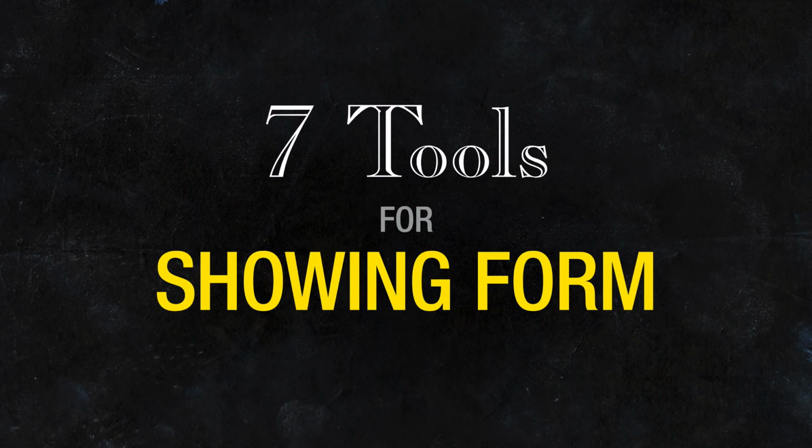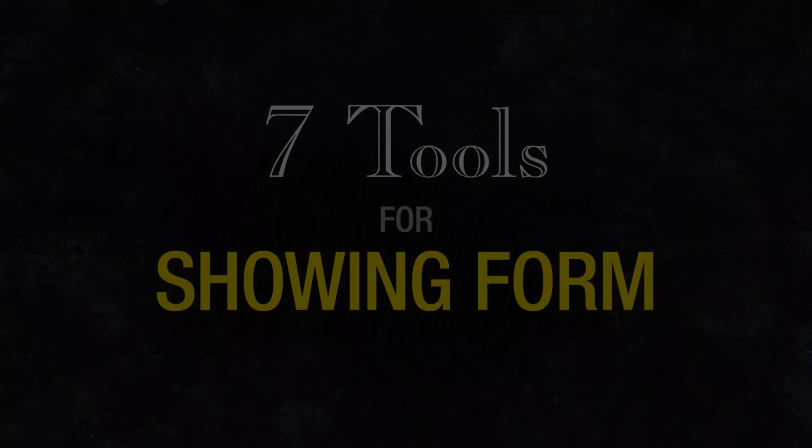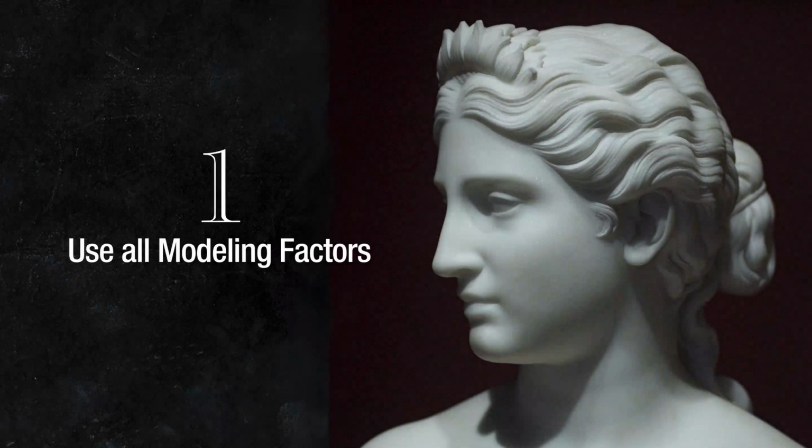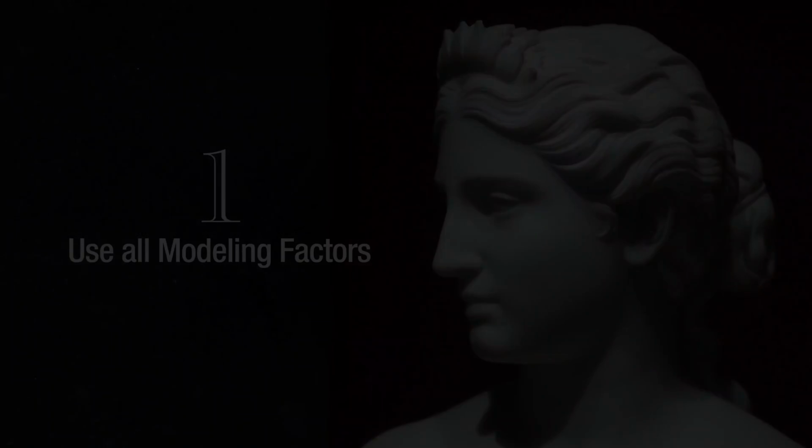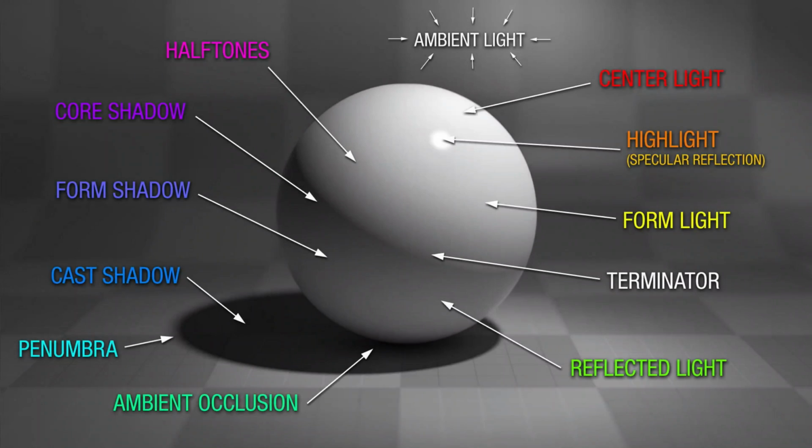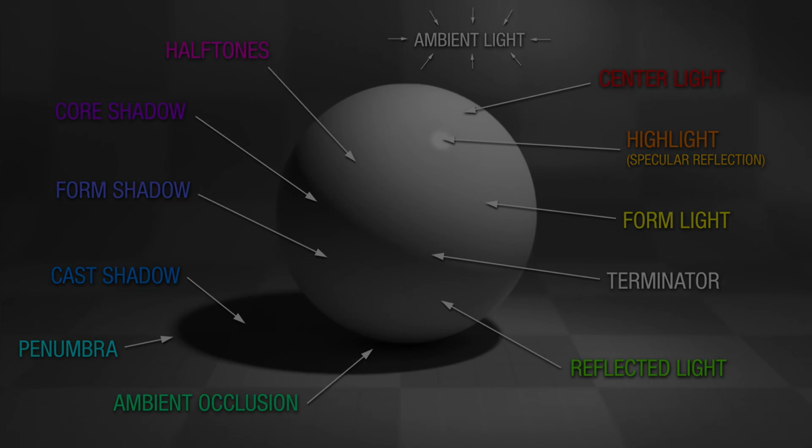Here are 7 tools for showing form. The first one is to use all the modeling factors. You may know that there are 12 of them. Use them like a checklist. If you're not using all of them, you are probably missing realism in your work.